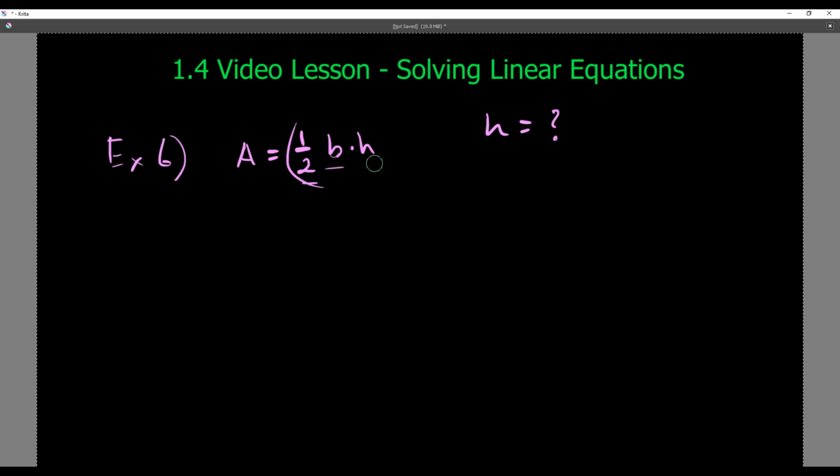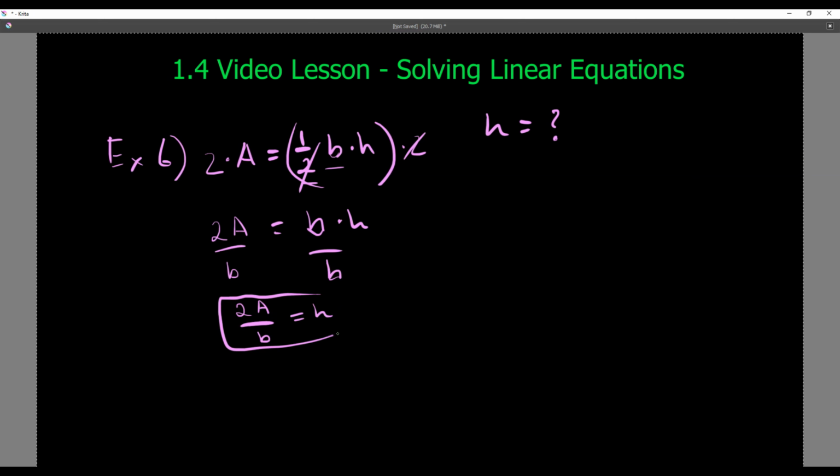Okay, so to get rid of 1/2, I just multiply by 2. All right, because 1/2 times 2 becomes 1, and that goes away. So I have b times h is equal to 2a. And then I want h, so I divide it by b. So I have 2a over b is equal to h. And that's all you can do, okay?